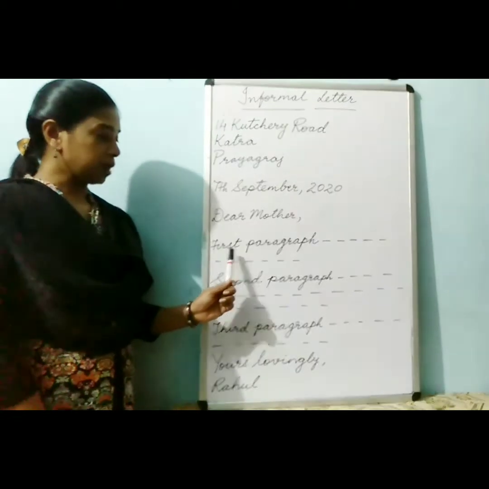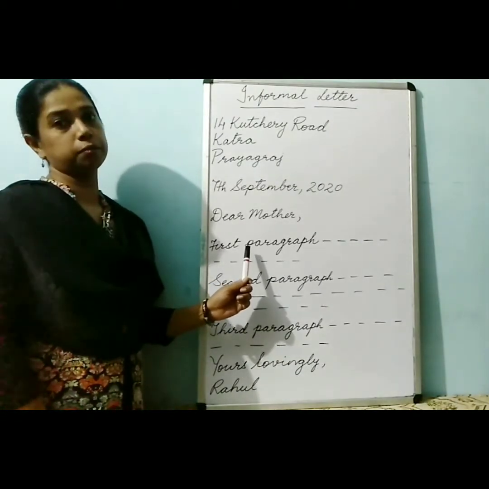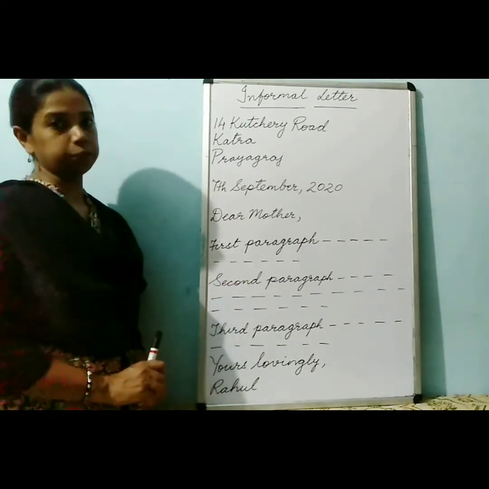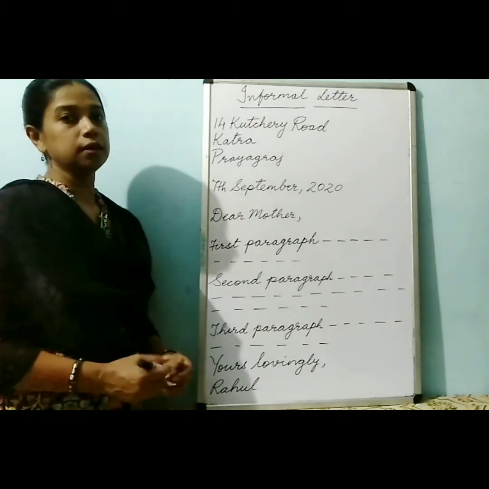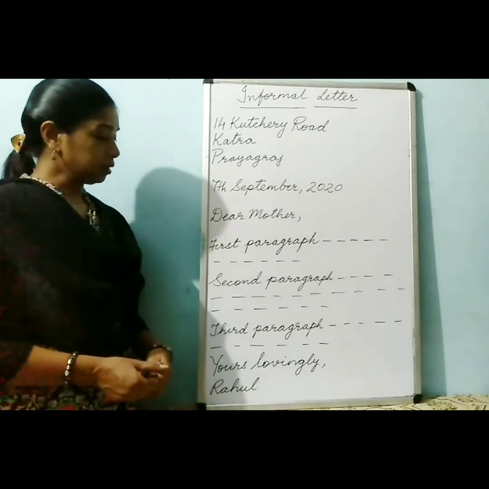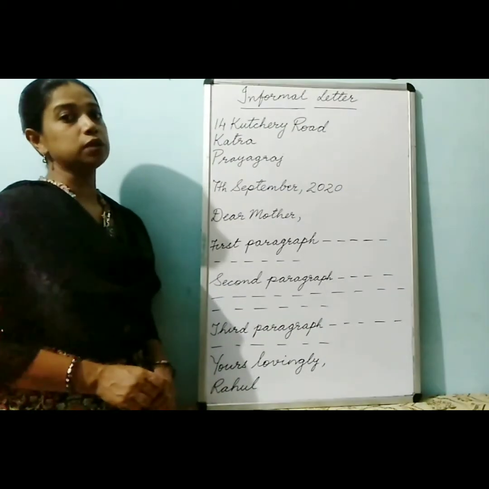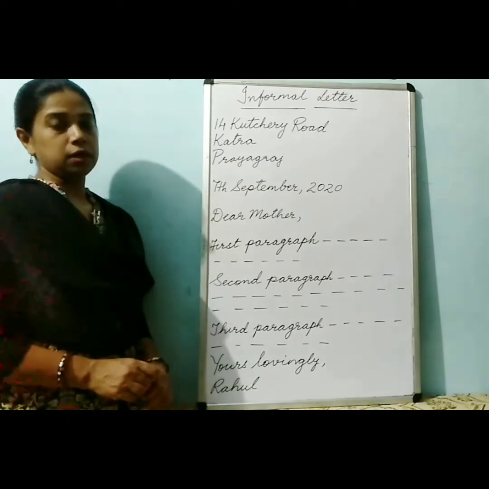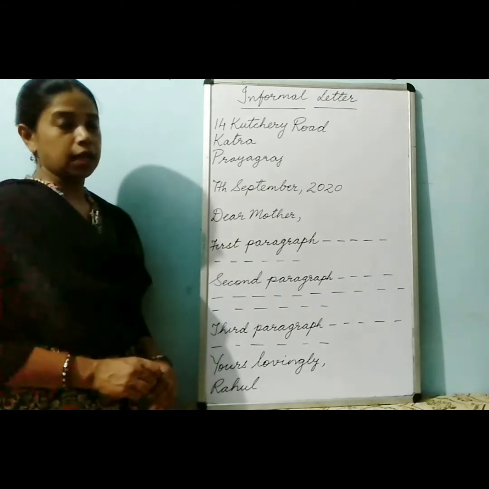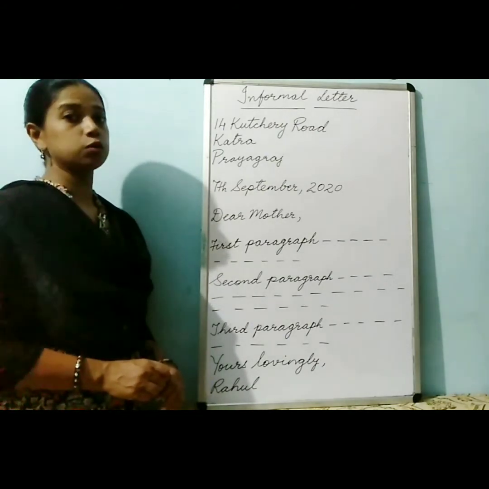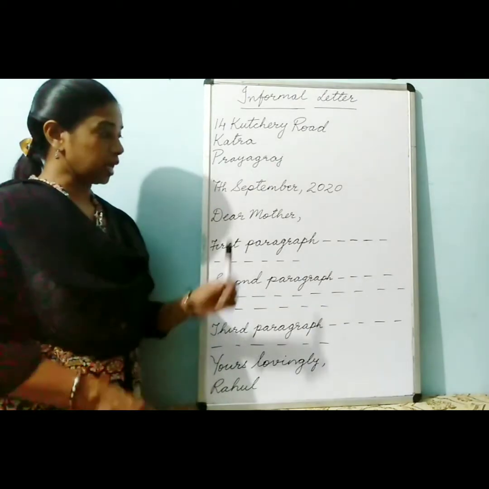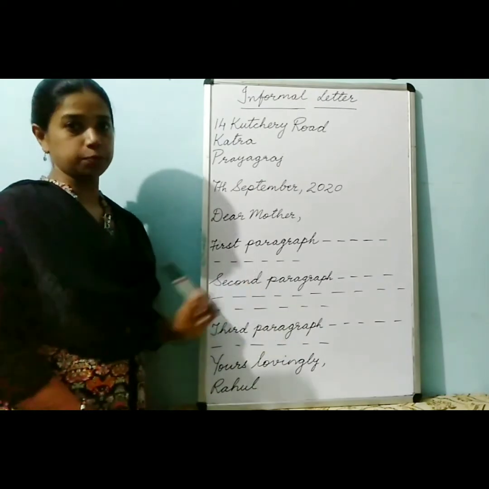Now your first paragraph, you will start by writing 2 or 3 sentences asking about the well-being of the person to whom you are sending the letter. You can write something about yourself also. Then in the first paragraph itself, you will write the gist of the letter. That is, in short, the reason as to why you are writing the letter. And that gist you will get in your question itself, because the question will tell you what to write. So that will be written as gist in the first paragraph.